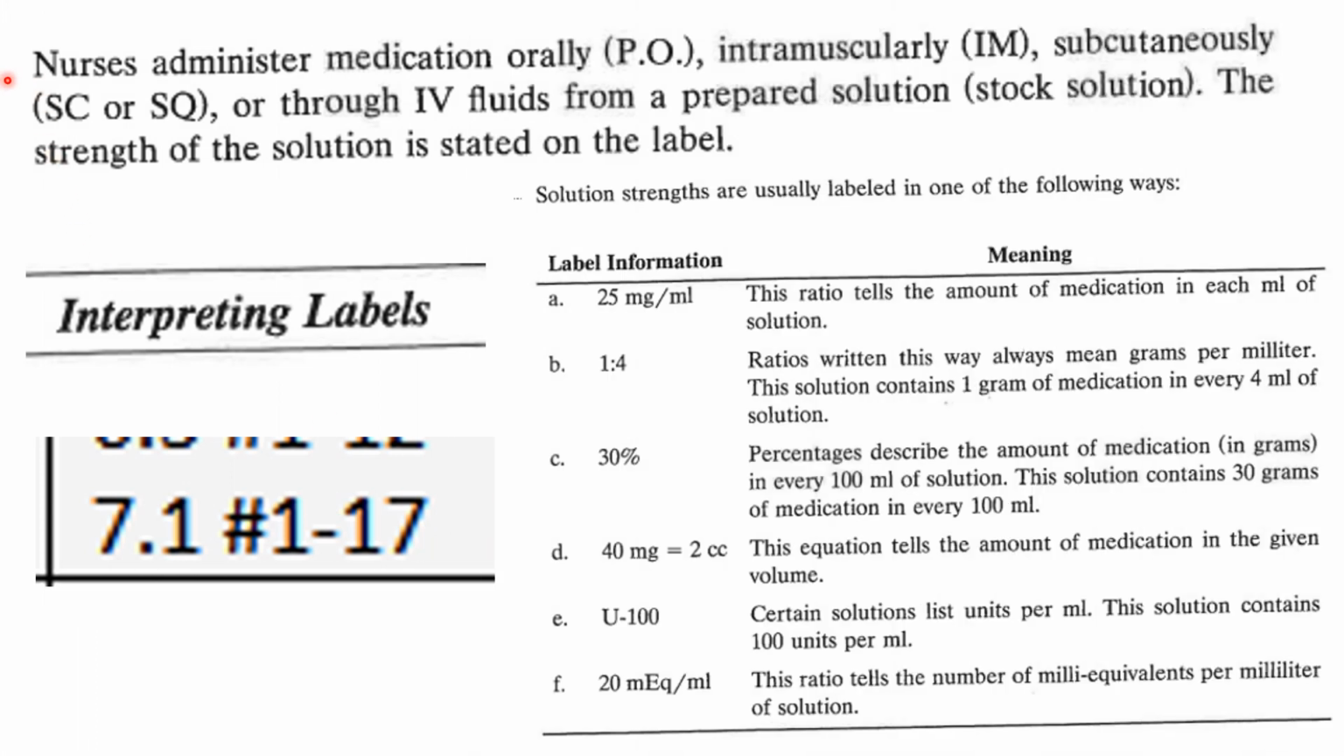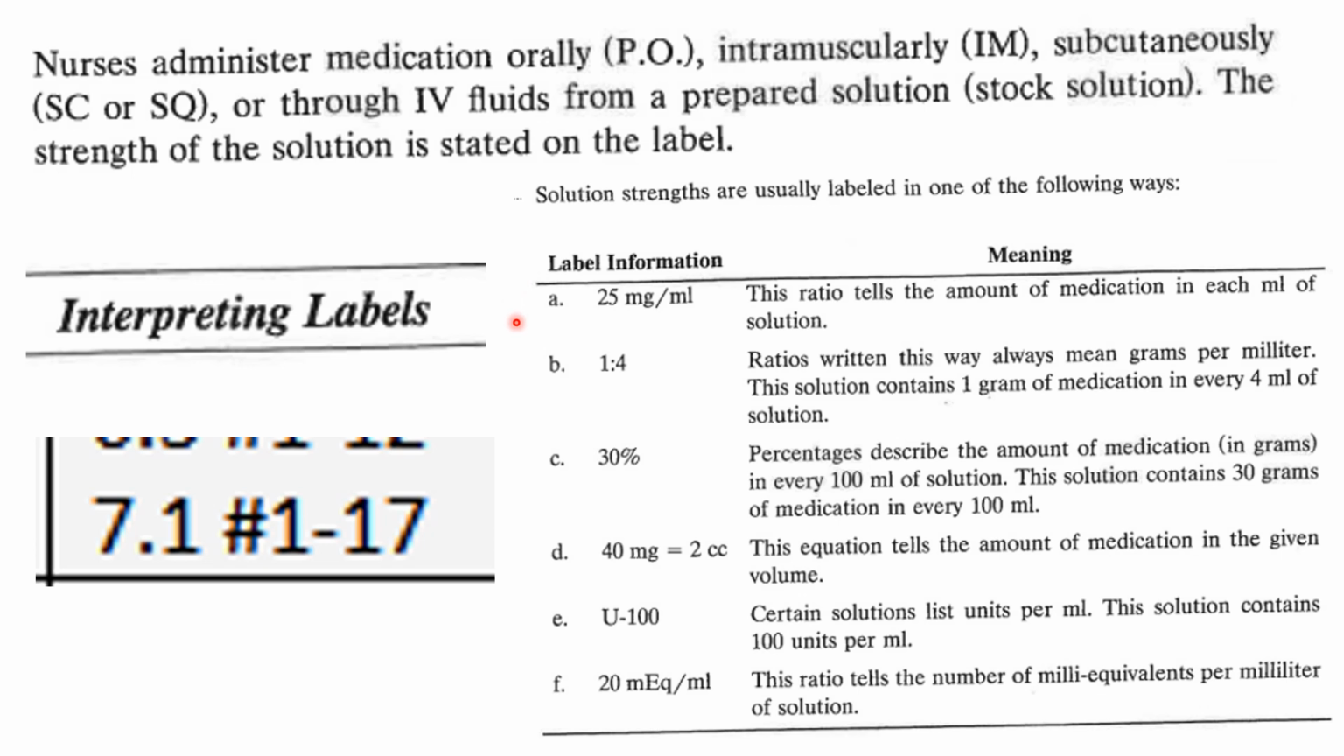As you know, nurses administer medication orally, abbreviated PO, intramuscularly through a shot, IM, subcutaneously, that is holding it under the tongue, or through IV fluids from a prepared solution, and that's a stock solution. The strength of solution is stated on the label. And so solution strengths are usually labeled in one of the following ways.